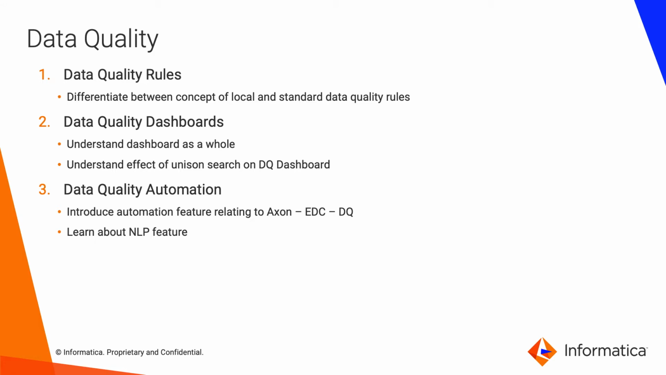There are two different types. There's standard data quality rules, which are just generalized expectations of the data, and then there's the implementation of those rules, which is going to happen in a particular place, in a data set, in a location. Those are going to be the local data quality rules.